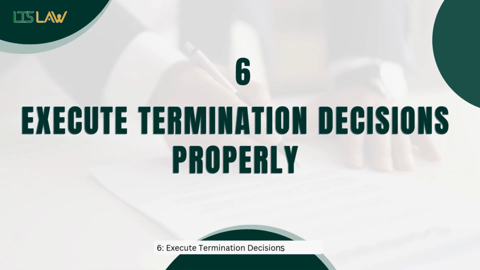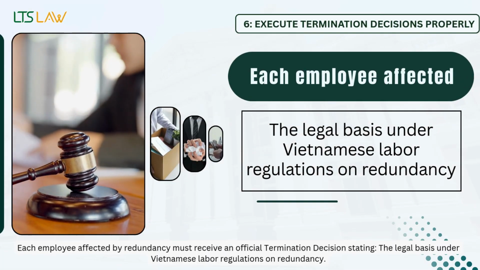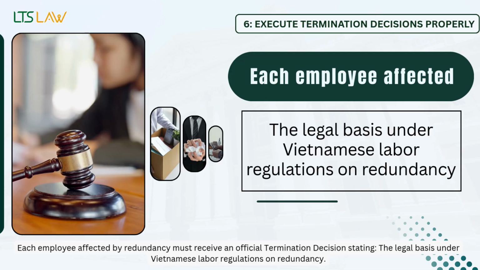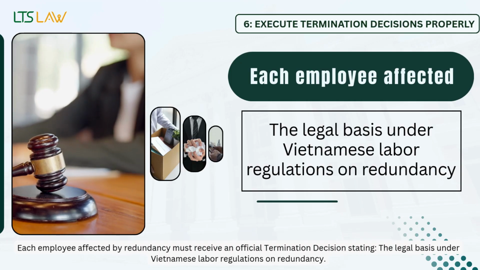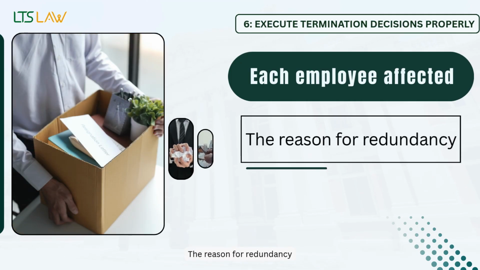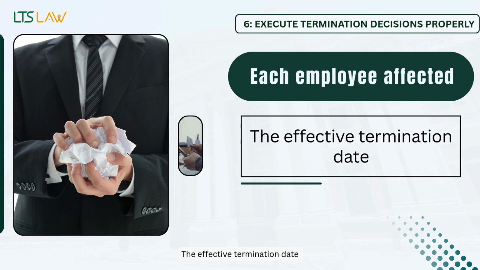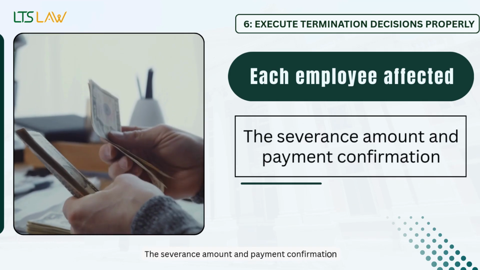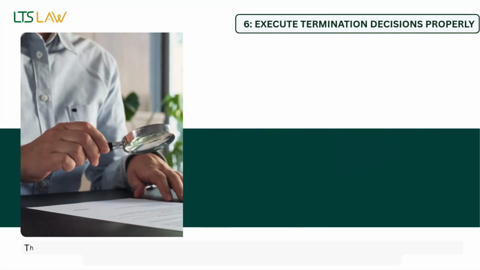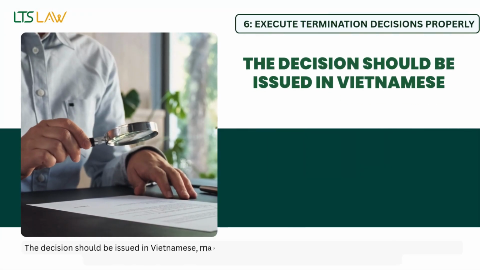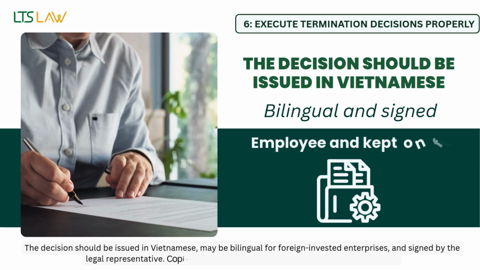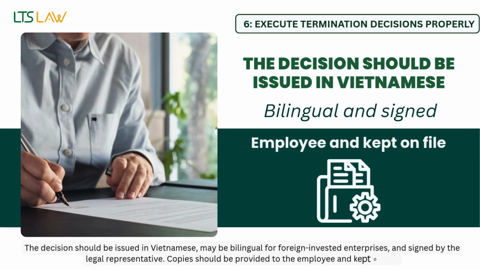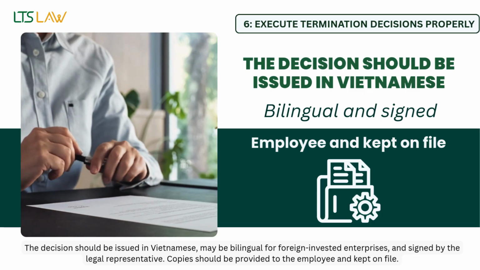6. Execute termination decisions properly. Each employee affected by redundancy must receive an official termination decision stating the legal basis under Vietnamese labor regulations on redundancy, the reason for redundancy, the effective termination date, the severance amount, and payment confirmation. The decision should be issued in Vietnamese, may be bilingual for foreign invested enterprises, and signed by the legal representative. Copies should be provided to the employee and kept on file.